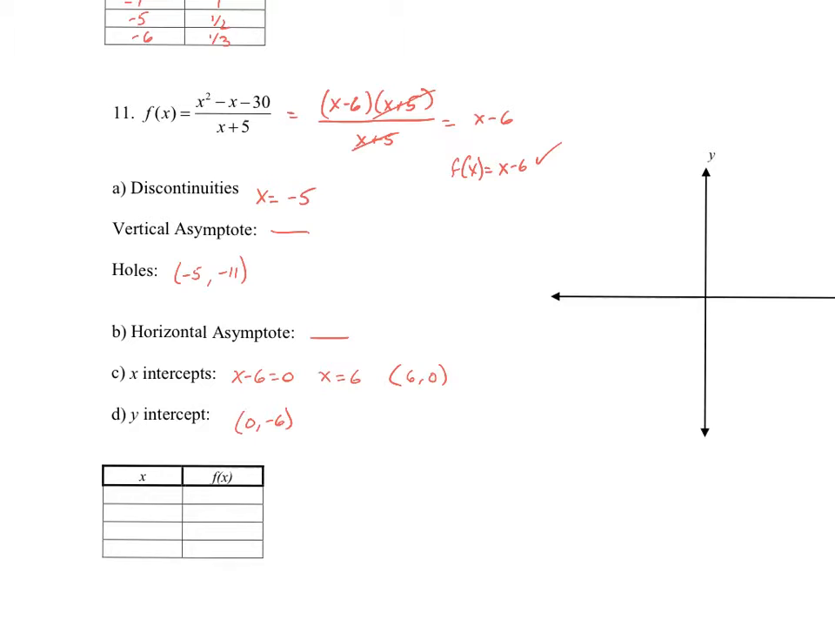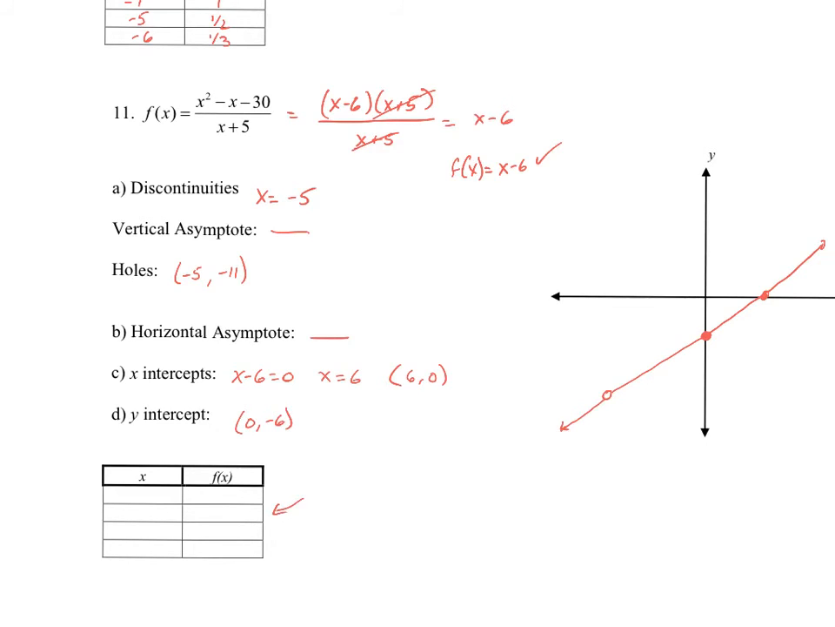We know that there's a hole at negative 5 comma negative 11. So there, I know I've got a y-intercept of 0, negative 6. So that's there. I've got an x-intercept of 6 comma 0, so that's there. And I could draw my curve in. And again, not affected by any vertical or horizontal asymptotes. It's simply just a straight line. So not really any need to fill in our table of values there.